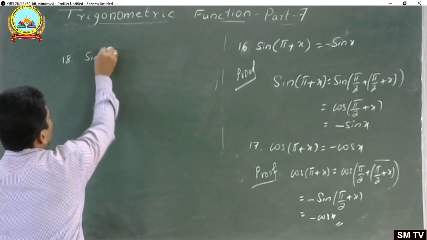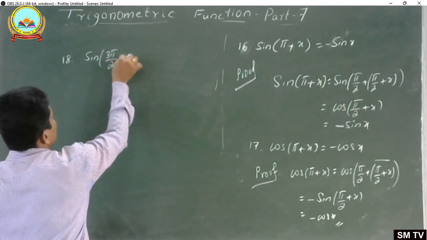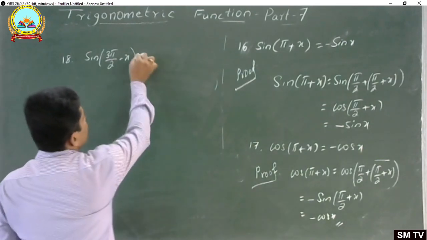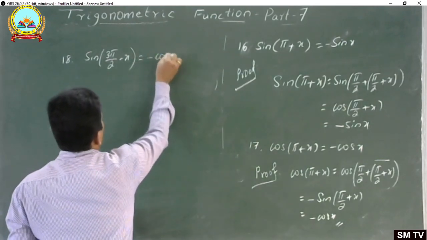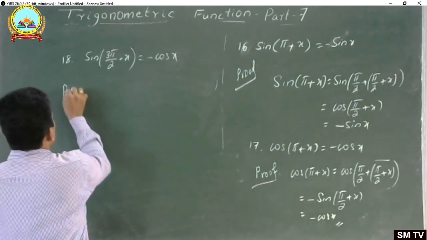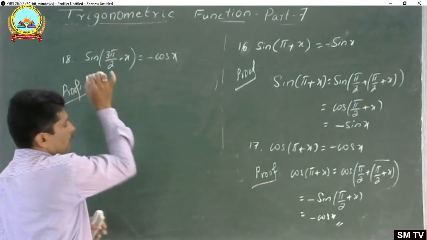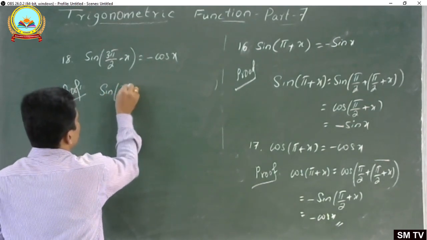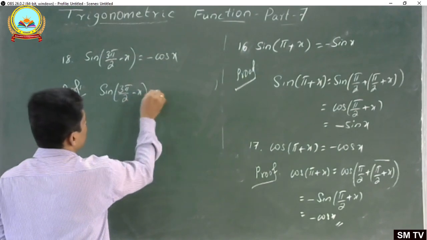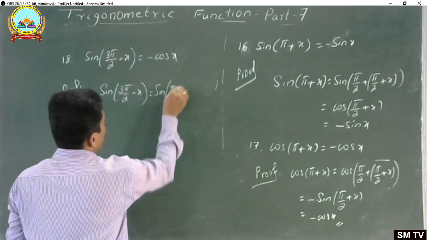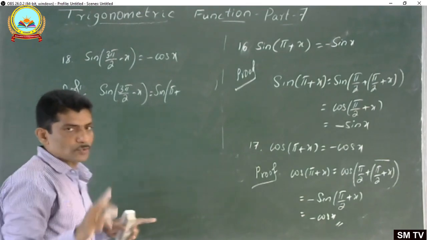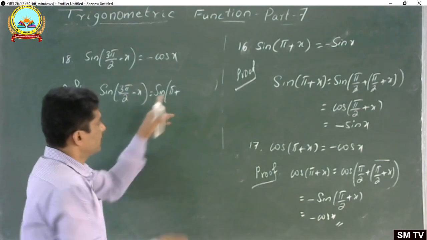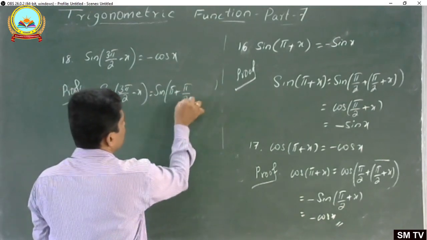the sine of 3 pi by 2 minus x. Sine of 3 pi by 2 minus x. Its value is equal to minus cos x. The proof is the same method, either using compound angles or allied angles. Sine of 3 pi by 2 minus x can be written as sine of pi plus pi by 2 minus x, since 3 pi by 2 means 270. 270 can be split as 180 plus 90. 180 means pi, 90 means pi by 2 minus x.